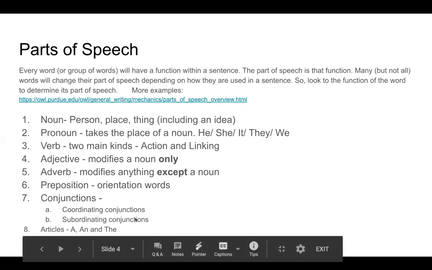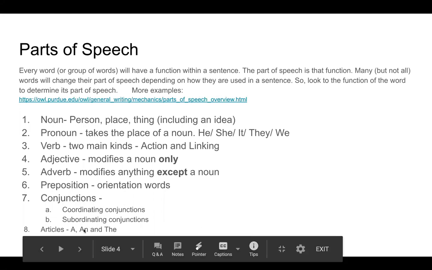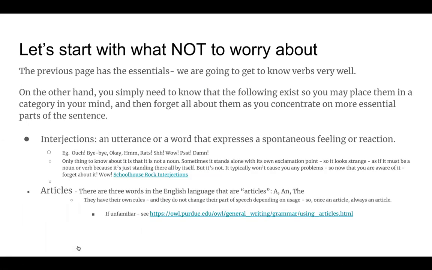And then articles and interjections, you just kind of have to know that those are words that you don't really have to worry about grammatically. The interjections: ouch, hey, that smarts. And the, and apple. Just apple's the important part.